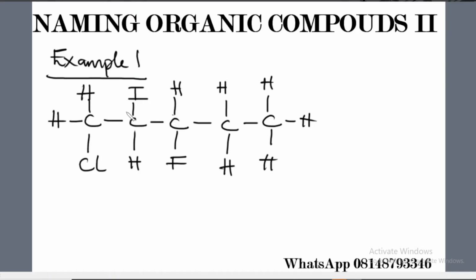So the first thing is to identify the longest carbon chain. So this is the longest carbon chain. Now let's count. We have 1, 2, 3, 4, 5. So we have 5 carbons, and 5 carbon is called pent. Now, if you look at the compound, it is a single bonded compound, and a single bonded compound is called alkane.